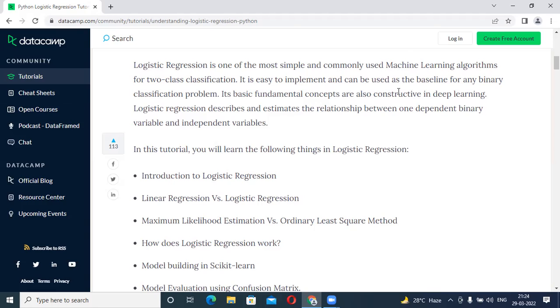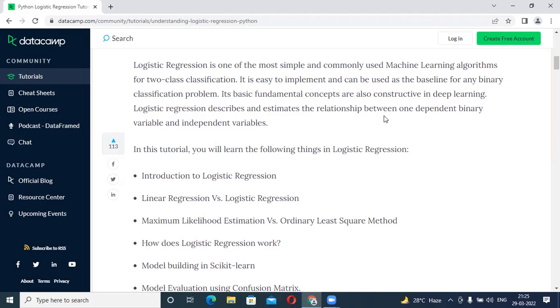It is easy to implement. It is much more feasible than the other classification algorithms I am talking about, such as KNN, decision tree, and random forest. Compared to these, logistic regression is the most feasible one. So it is easy to implement and can be used as a baseline for binary classification problems. As I told you, logistic regression deals with the binary classification problem.